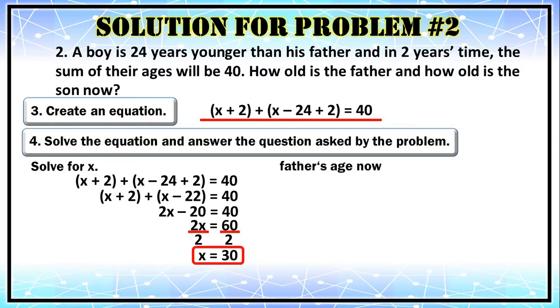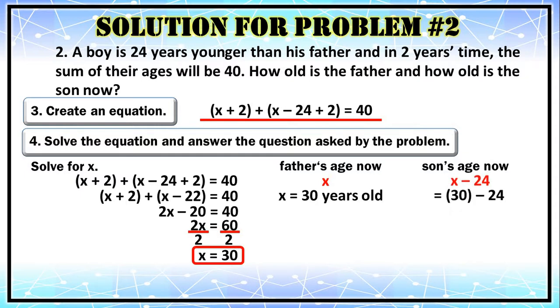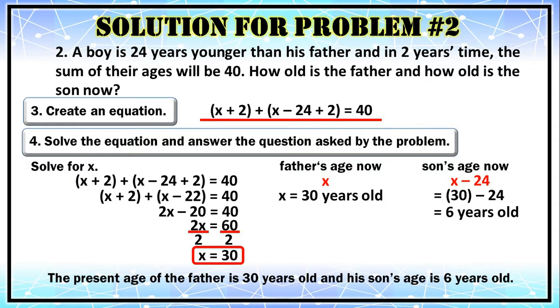Therefore, the father's age now is 30 years old. And then the son's age now is 30 minus 24, and that is 6 years old. Therefore, the present age of the father is 30 years old, and the present age of his son is 6 years old.